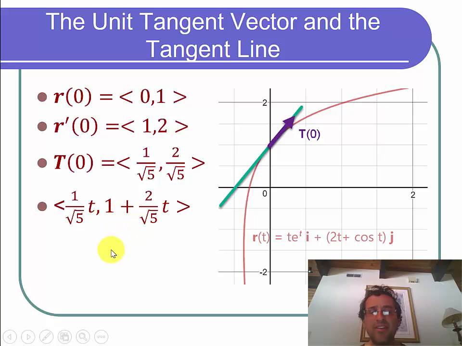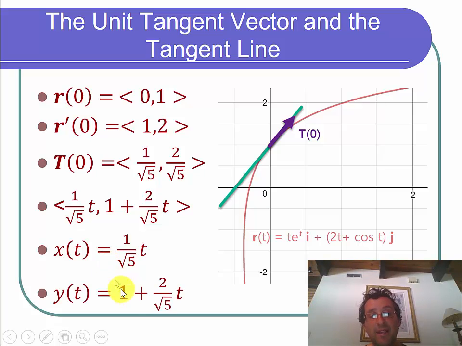I can also write this in parametric form. We could say x of t is 1 over root 5 times t, and y of t is equal to 1 plus 2 over root 5 times t. And those are the parametric equations of the tangent line to this curve defined by this vector-valued function r of t at the value t equals 0.